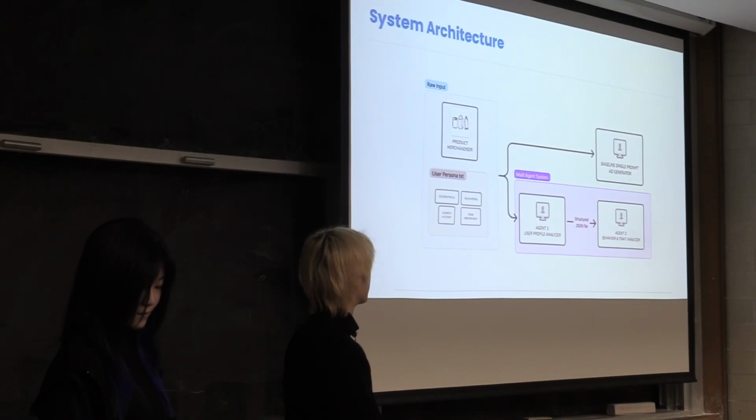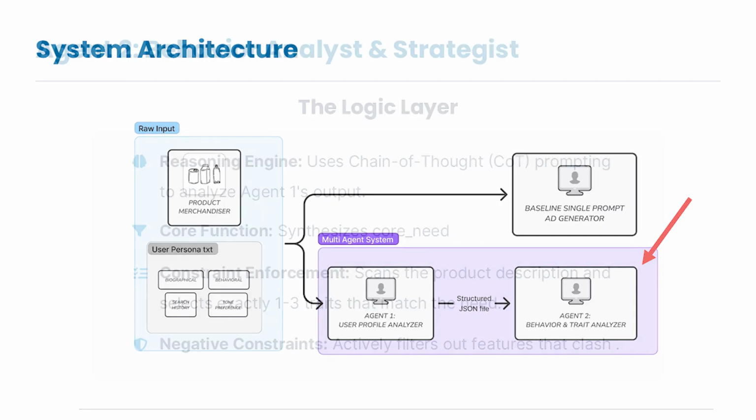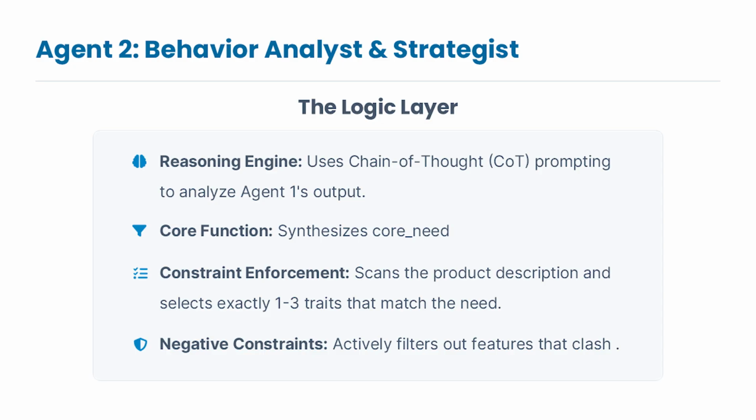We start from the raw input, which contains the product information and the user bio. This raw text will be sent to both the baseline single prompt ad generator and our multi-agent system. In the MAS pipeline, agent 1 will turn the messy raw text into a structured JSON profile and send it to agent 2.